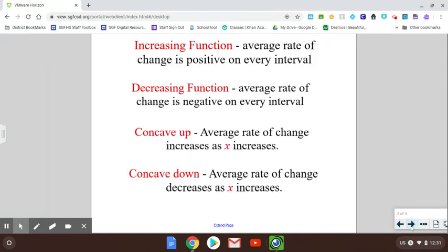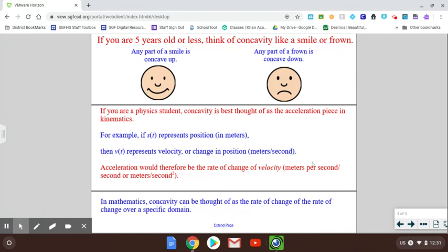So that is that. And then here's what Mrs. Thompson had on there 100 years ago. Smiley face or frowny face, and I like that because if you're 5 years old or less, you can think of it like this. Again, I'll send this along so you can read it.